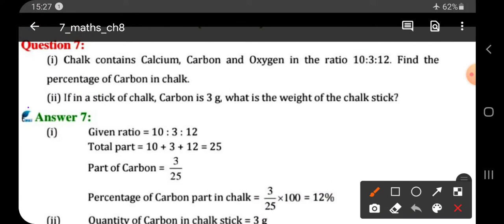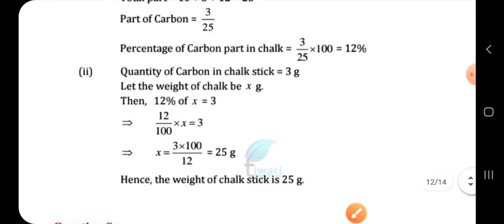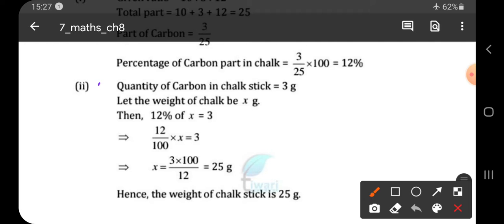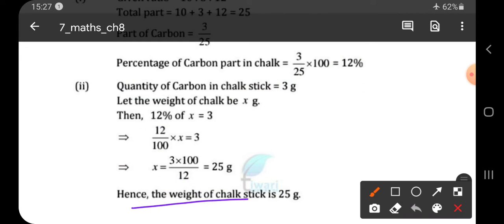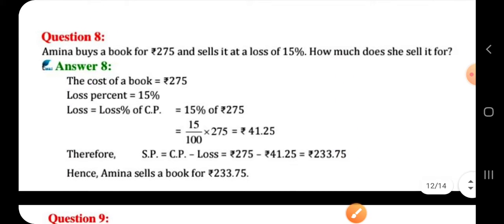Second one: if in a stick of chalk, carbon is 3 gram, what is the weight of the chalk stick? Quantity of carbon is 3 gram. What is the weight of chalk? That is not given here, that we need to find out. So suppose the weight of chalk is x gram. Now what is the weight of this carbon? What is the percentage? 12, that we got here. 12% of x is equal to 3 gram. So 12 upon 100 into x is equal to 3. So x is equal to 25 gram. So the weight of the chalk stick is 25 gram.